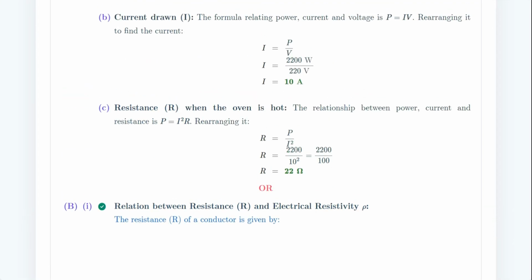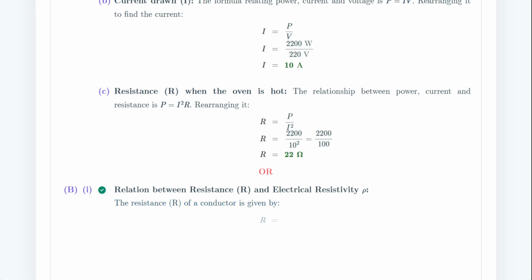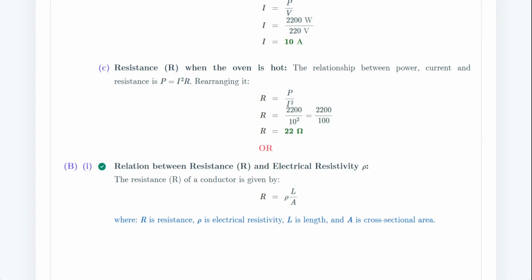So, the resistance of a conductor is given by the formula. Resistance R equals resistivity ρ multiplied by length divided by area. Here, the Greek letter ρ represents electrical resistivity. This is a characteristic constant that depends entirely on the material itself, like copper versus aluminum.